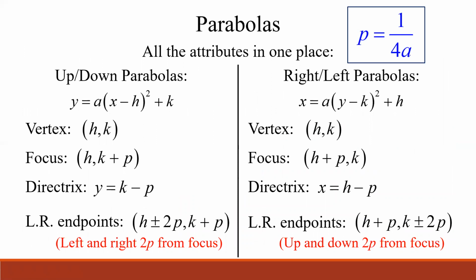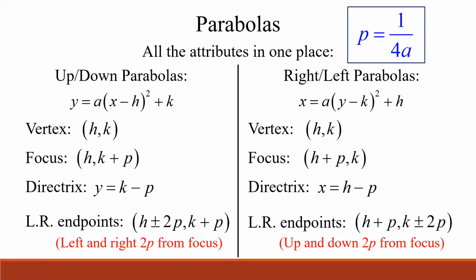So I'm going to give you an opportunity to pause this screen, because here's everything you need to be able to find attributes and graph parabolas. There are the 2 different forms of the equations, the vertex, focus, directrix, and the latus rectum endpoints. I know you're looking at that going, h, k's, p's everywhere, but I promise once we go through a couple of examples, it'll make a lot more sense.